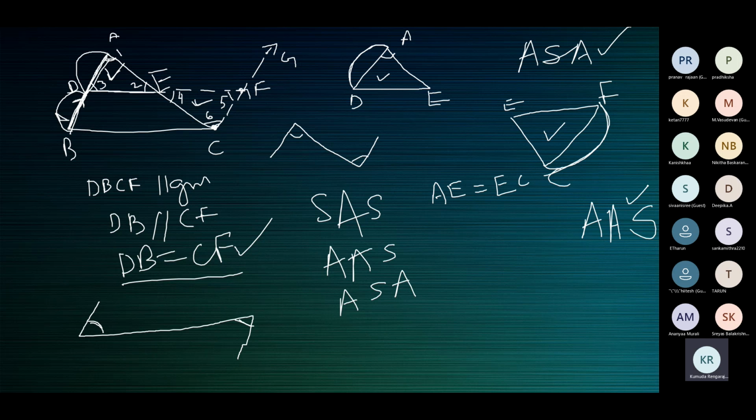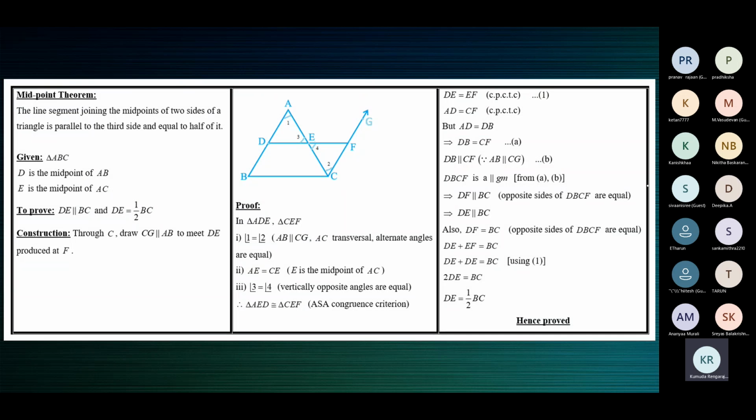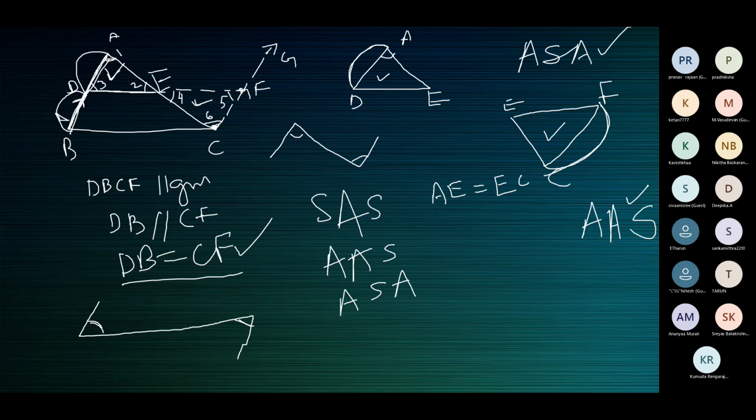But AAS is not incorrect. That is also a valid congruence rule. I'm telling you that it's a choice. It's a preference. Preference is given to ASA, and that is why you can see that it's proved here using ASA. Right, AAS is also correct. But since you can use ASA, give preference to ASA over AAS.